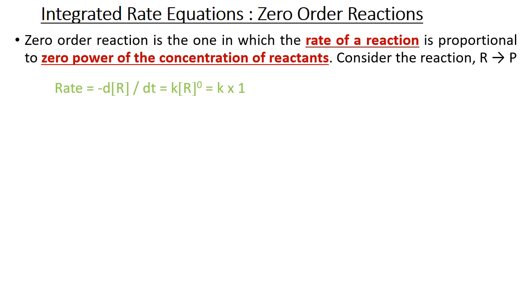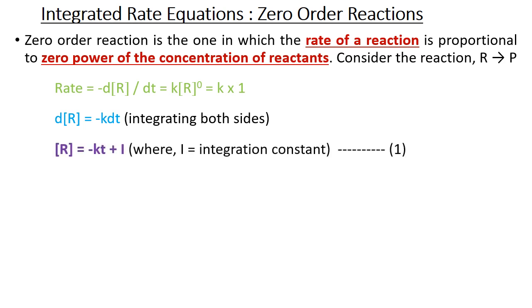Rate is equal to minus small change in concentration of R with respect to small change in time, which is equal to k into concentration of R to the power 0. Since concentration of R to the power 0 is equal to 1, that is equal to k into 1. d[R] is equal to minus k dt.